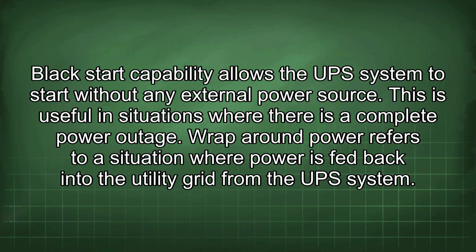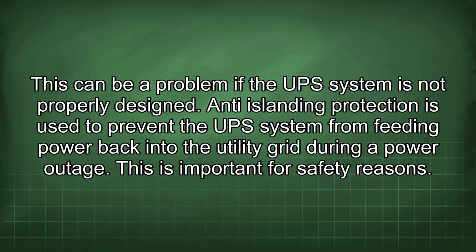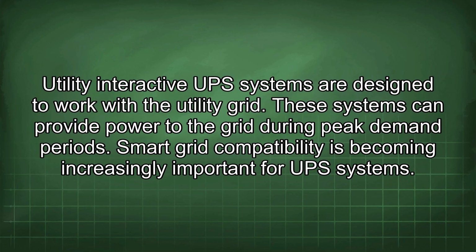Wraparound power refers to a situation where power is fed back into the utility grid from the UPS system. This can be a problem if the UPS system is not properly designed. Anti-islanding protection is used to prevent the UPS system from feeding power back into the utility grid during a power outage. This is important for safety reasons. Utility interactive UPS systems are designed to work with the utility grid. These systems can provide power to the grid during peak demand periods.